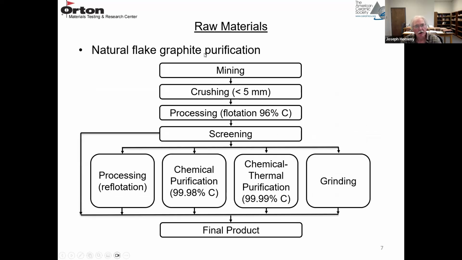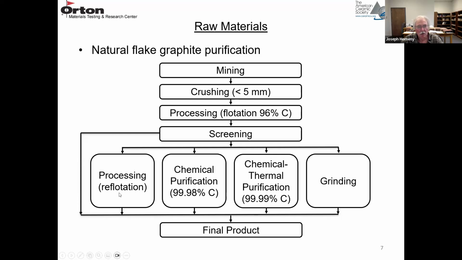So the natural flake graphite has to be purified. I showed a picture of an open pit mine. That material is crushed to a particle size less than 5 millimeters, and then it goes through a flotation process. After the flotation process, it's about 96 weight percent carbon. That could be the final product, so it would be screened into sizes and then end up as the final product, or it can go through other processes to refine it.